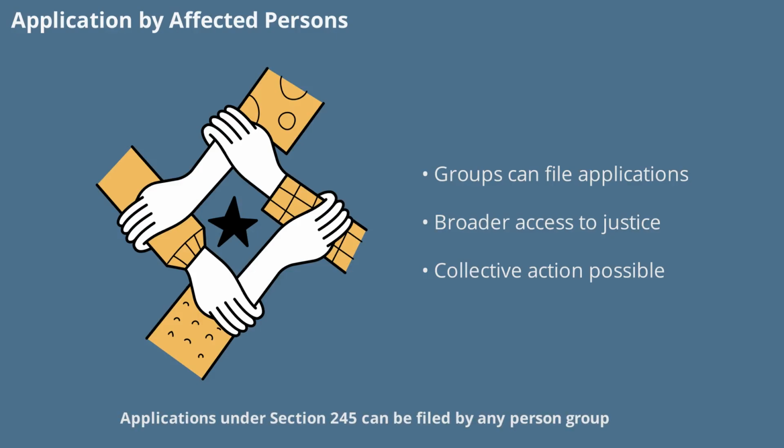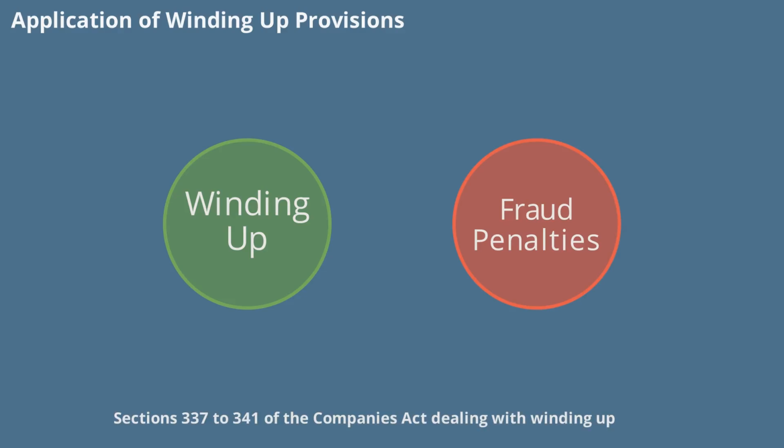Applications under Section 245 can be filed by any person, group, or association representing affected individuals. This broadens access to justice, allowing collective action by those impacted by a company's conduct, even if they are not direct shareholders or depositors. Sections 337 to 341 of the Companies Act, dealing with winding up, also apply to applications under Section 241 and 245. These sections cover penalties for fraud, improper accounts, and fraudulent conduct. This ensures that those who abuse company law face serious consequences, even if the company is not being wound up.